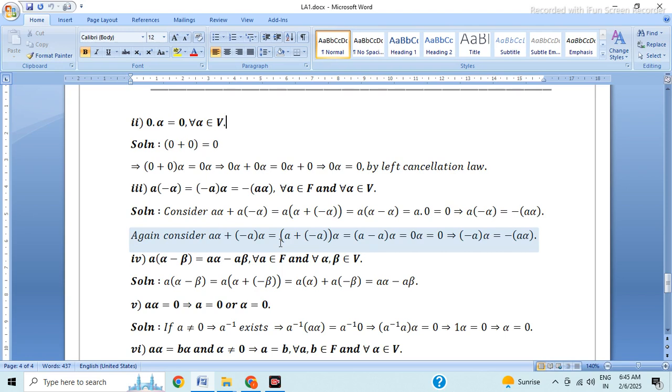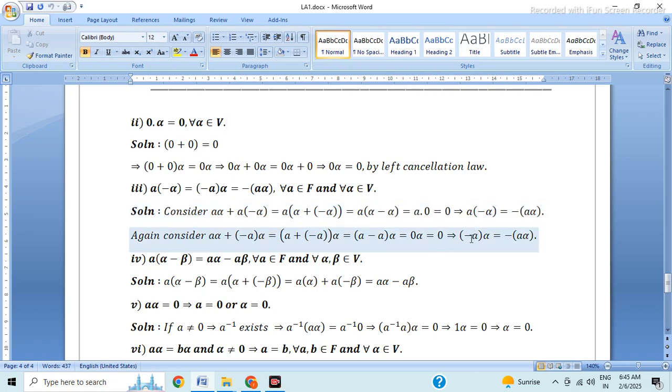First one, what is it? We are taking the first condition and third condition. To prove a into minus alpha is minus of a alpha, we prove that a into minus alpha plus a alpha is 0. For that, we take a alpha plus a into minus alpha. Then a is common, alpha plus minus alpha, which is the same as alpha minus alpha. But what is alpha minus alpha? It is 0. Then a into 0 is 0. Then we get a into minus alpha is minus of a alpha.